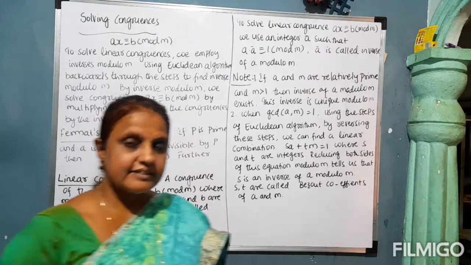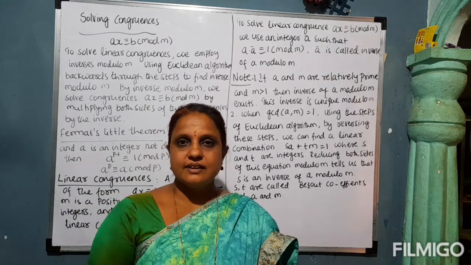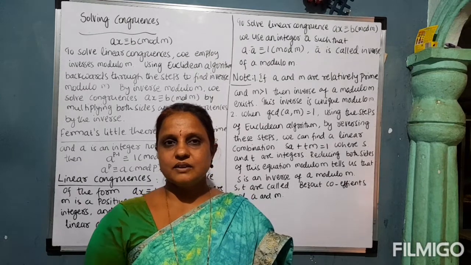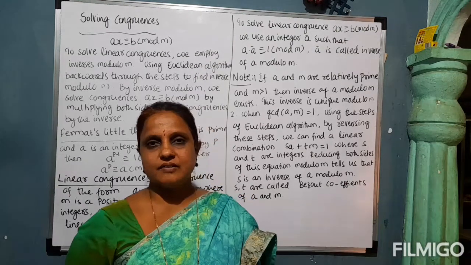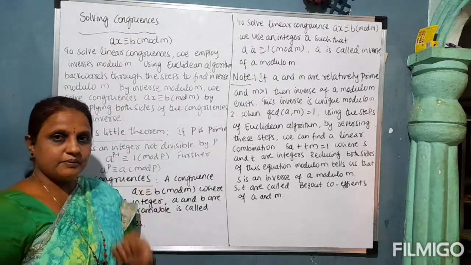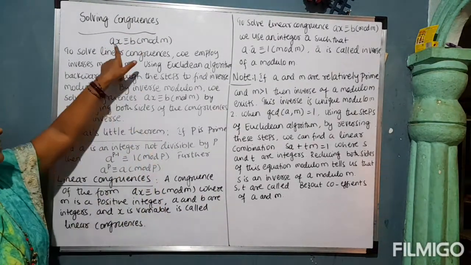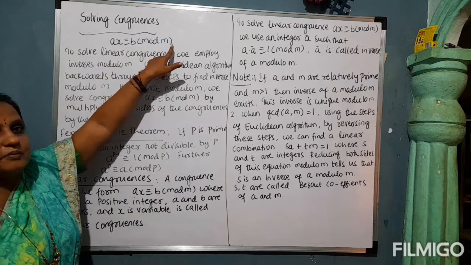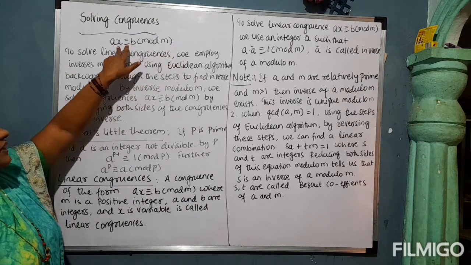Today we will discuss linear congruences. Linear congruences are more useful when we want to solve a congruence. Here, solving congruences means that, suppose a congruence is given of the form ax congruent to b mod m, we want to find x.